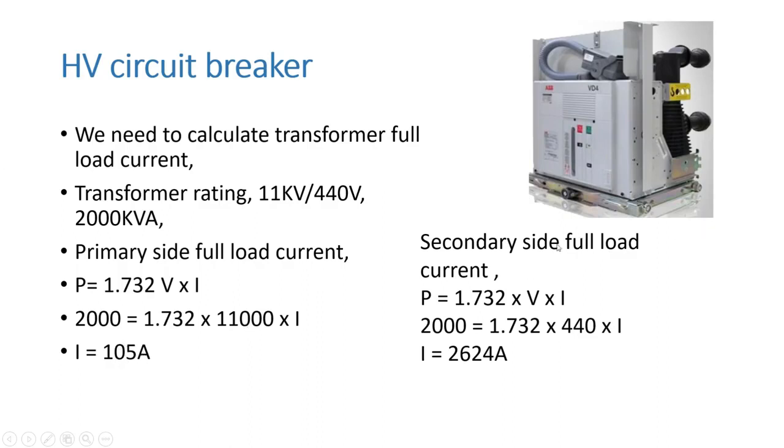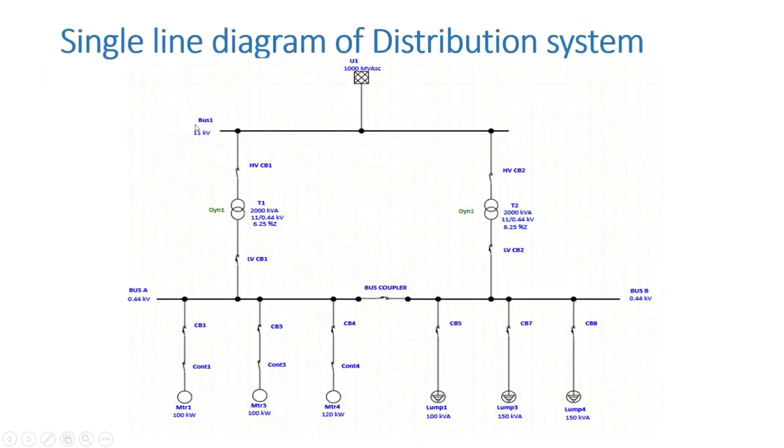Similarly, I will do the secondary side. For the secondary side full load current, I apply the same 2000 kVA power, 1.732, voltage on the secondary side 440 volt, and current I. So I equals 2624 amperes. Now I know the transformer primary current and the secondary current, so I can easily design the HV circuit breaker, which is here. This circuit breaker rating I am going to design now.